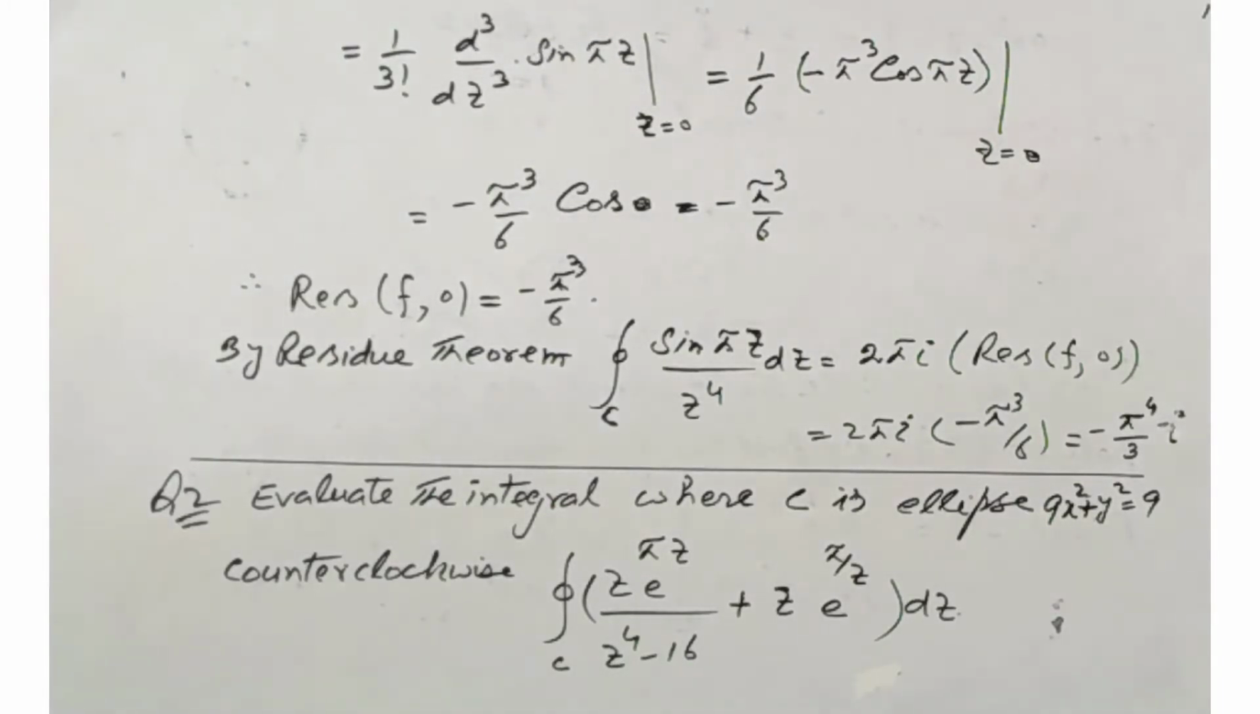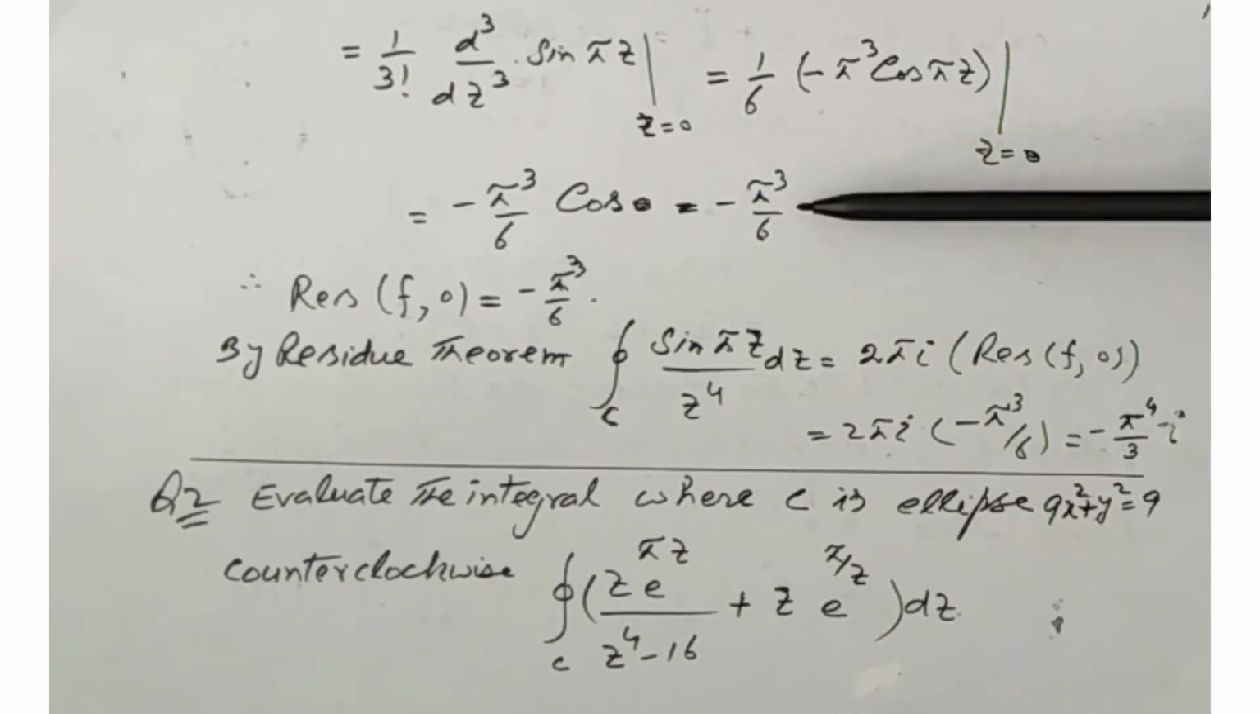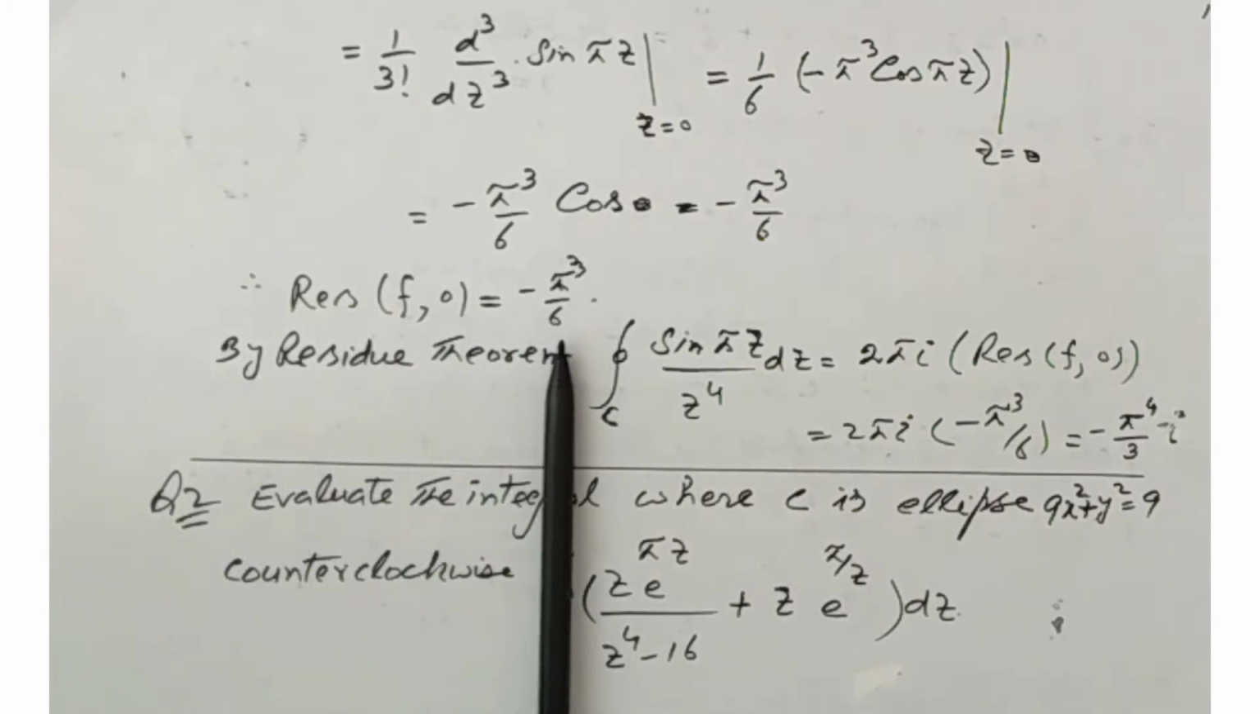So this becomes 1 by 6 minus pi cube cos pi z under the limit z equal to 0. We apply here z equal to 0. The cos 0 equals 1, so this becomes minus pi cube over 6. So this is our residue. So the residue of the function at 0 equals minus pi cube over 6.